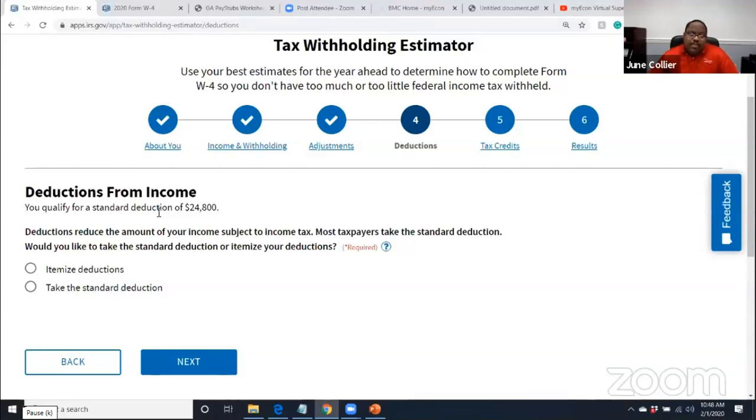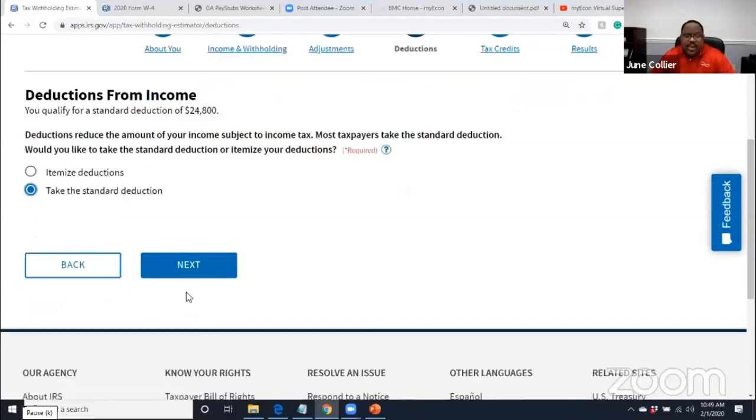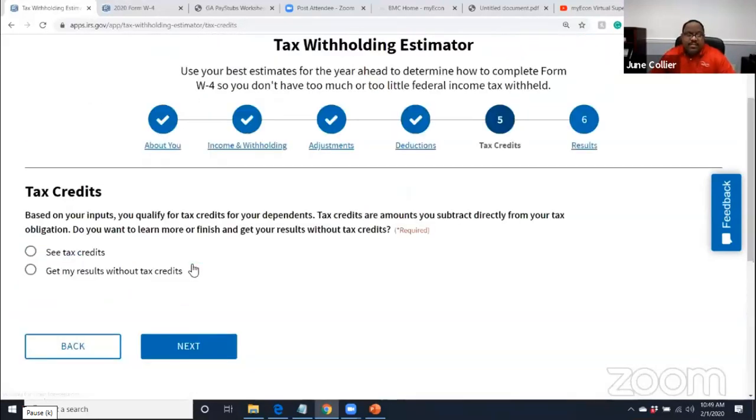And so most people now do not have enough itemized deductions to overcome the $24,800. In this case, this family is in the same situation. They do not have more than $24,800 in itemized deductions, so they're going to take the standard deduction. Most people that you're going to be dealing with are going to take the standard deduction, especially now that the standard deduction has been doubled. So let's go ahead and click on next.